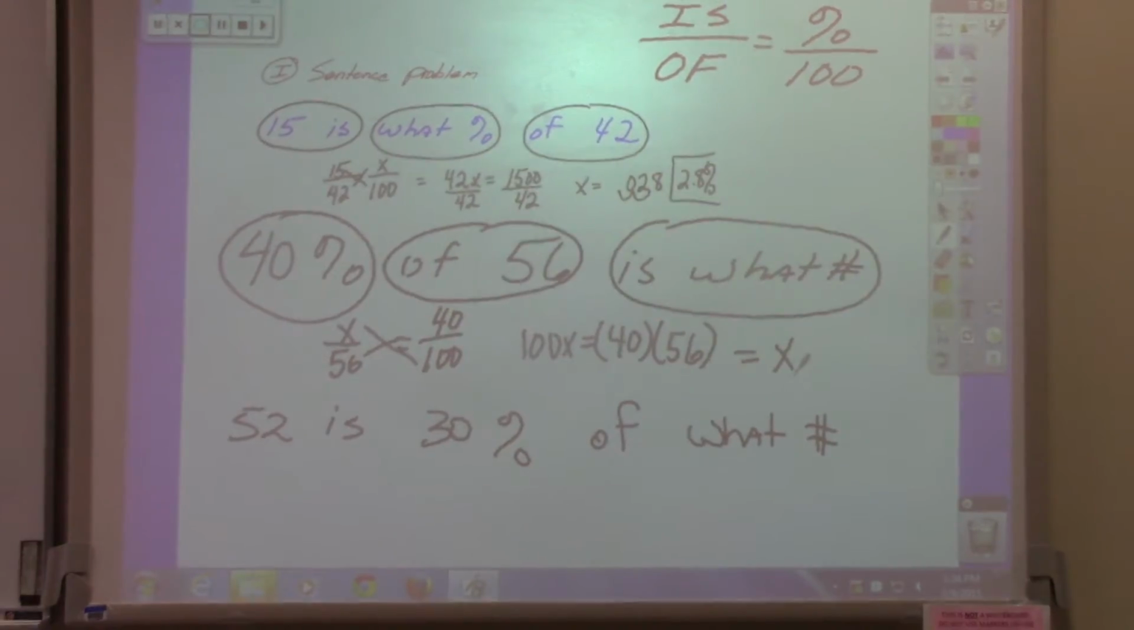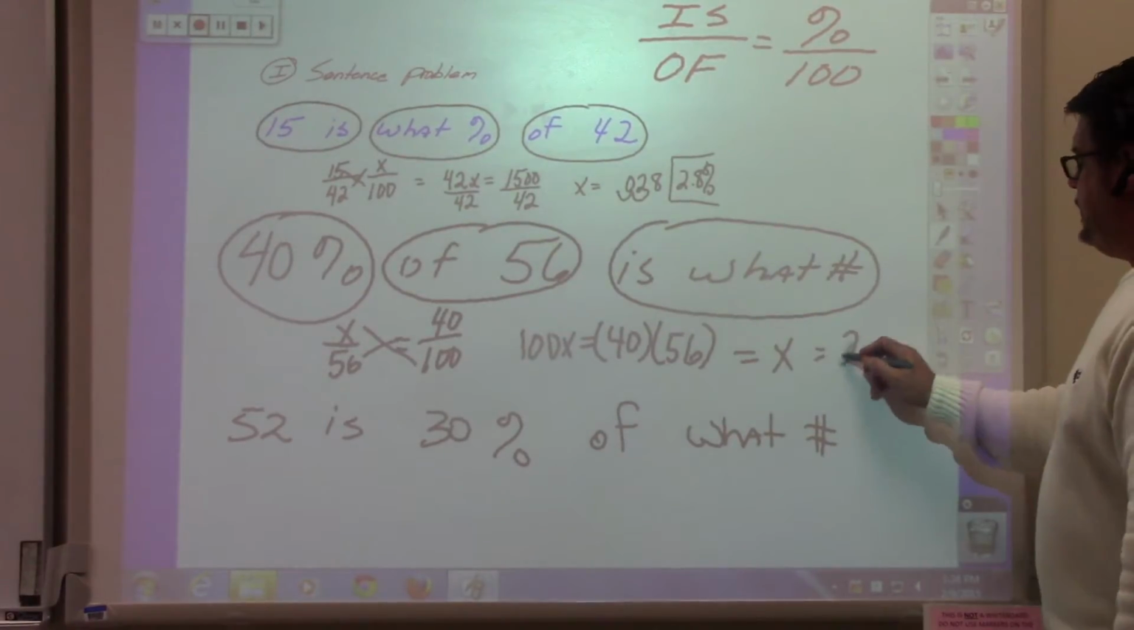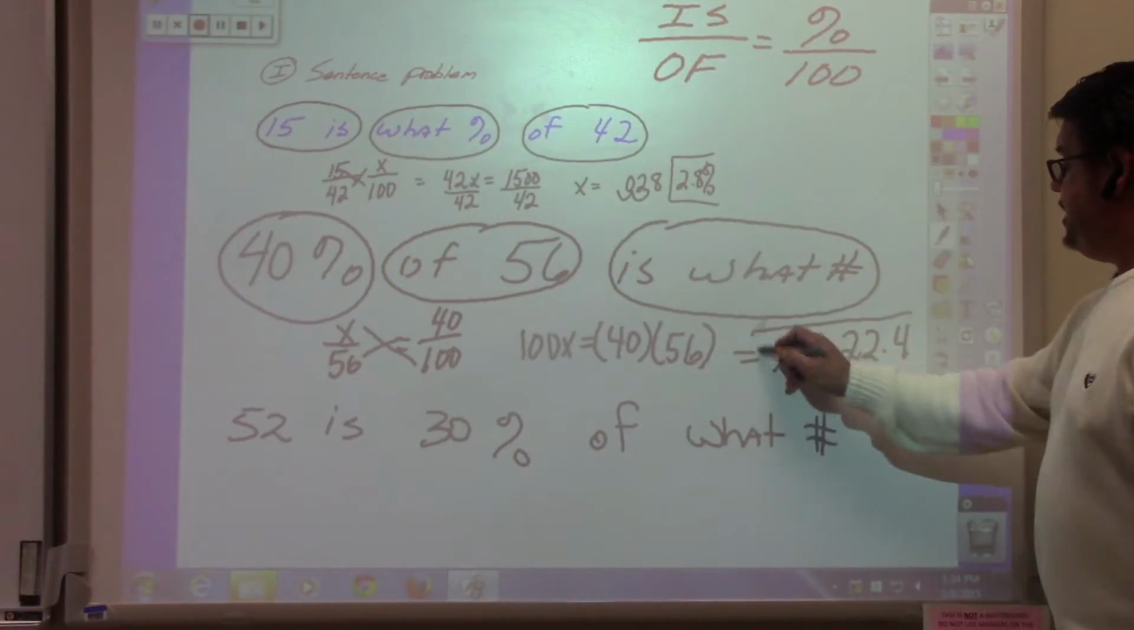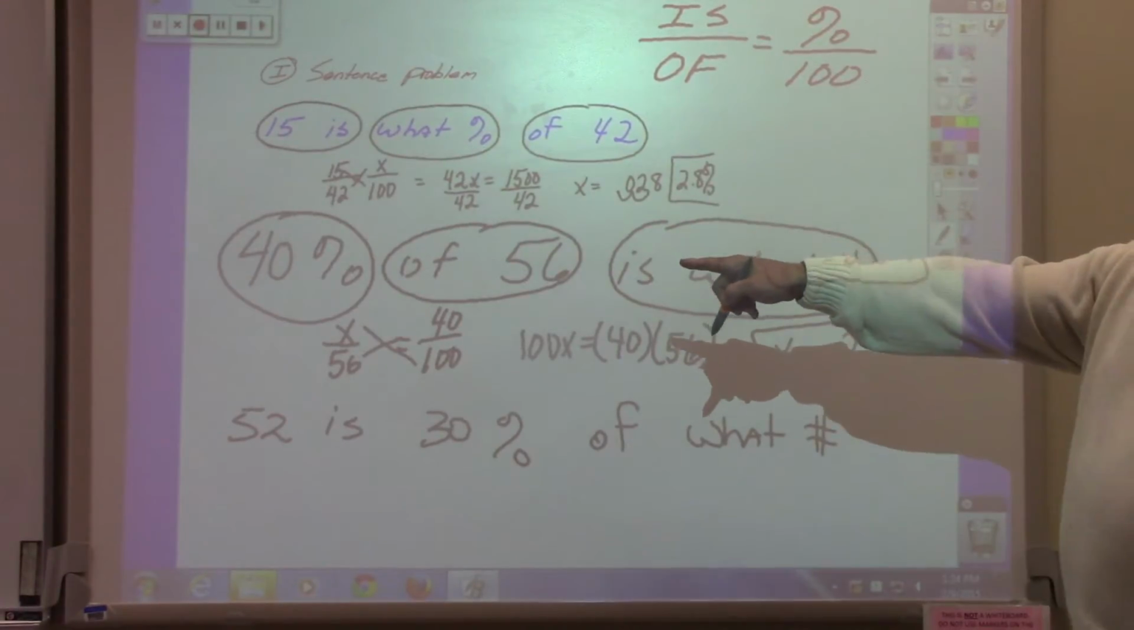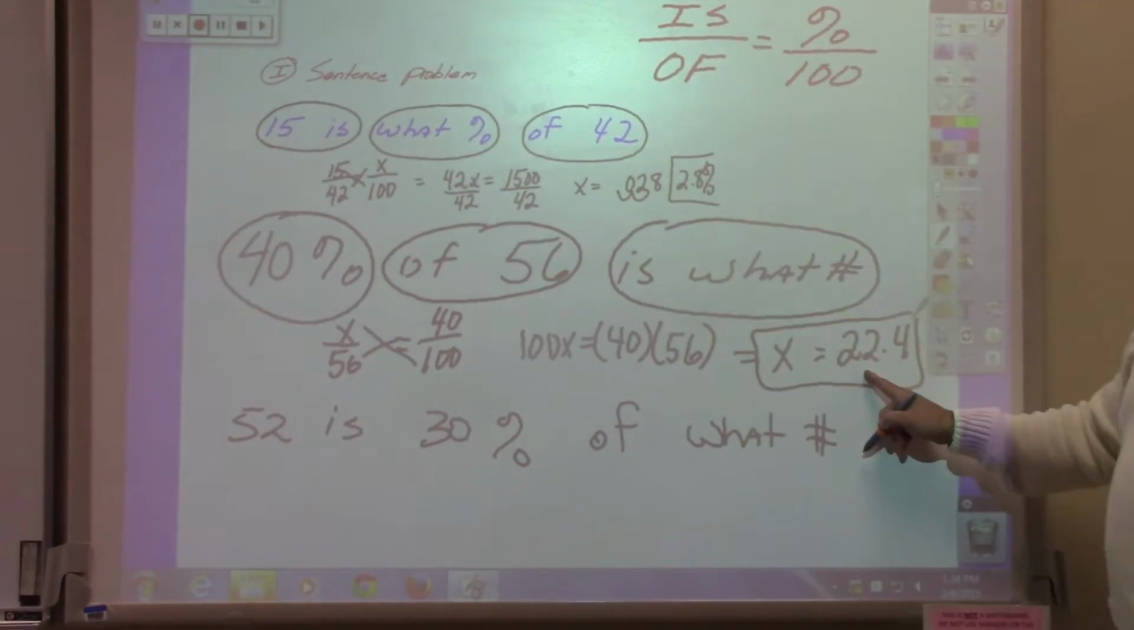Let's see, 4 times 56 would be 24. I think it'd be 2420, would it not? 2420 and then 24.2. What do you get? 2240. 2240, okay. And then 2240 divided by 100 would be 22.4. That's what I was trying to do in my head. 22.4. So, 40% of 56 is what?